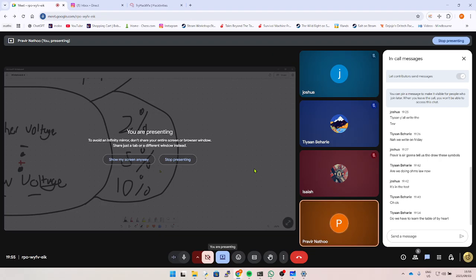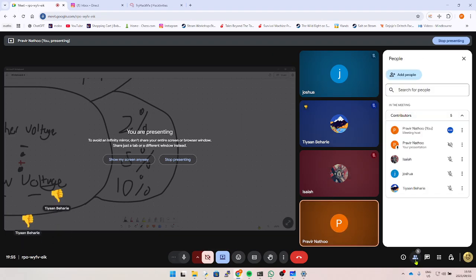Now, circuit diagrams. Do you guys want me to go over them, or are we good? Just raise your hand if you want me to go over that. Okay.